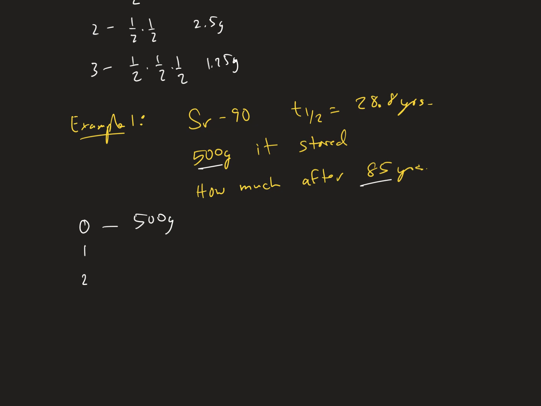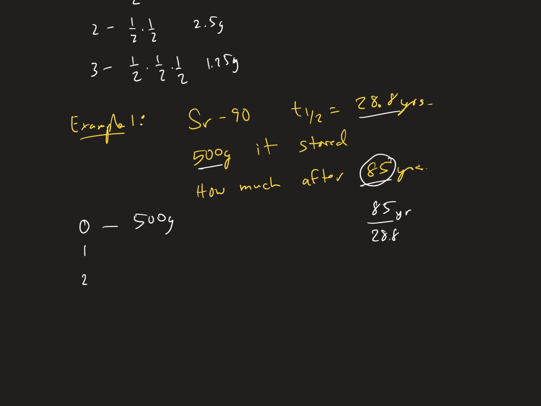Yeah, divide. The total amount of time divided by 1 half-life, right? Every time we have 28.8 years, we have half as much as we started with, right? So we're going to do 85 divided by 28.8. And these are years, right?